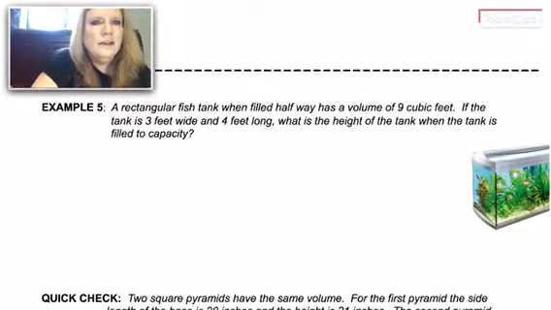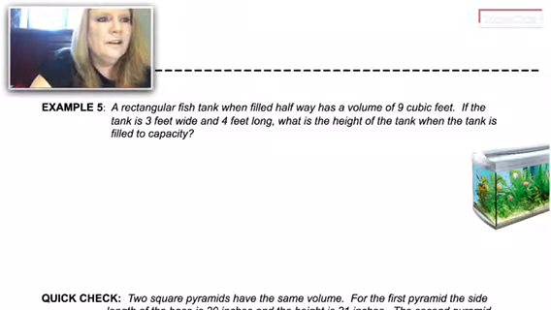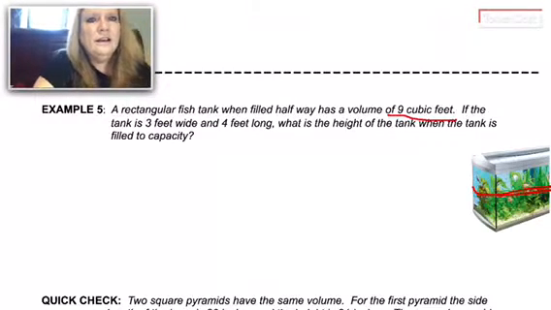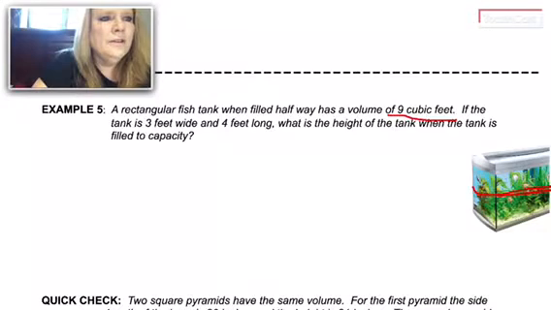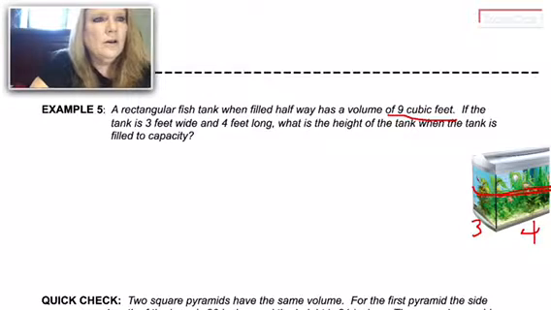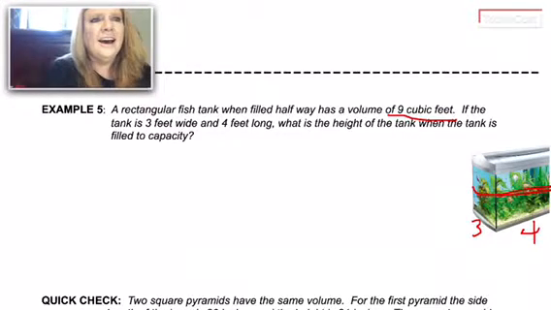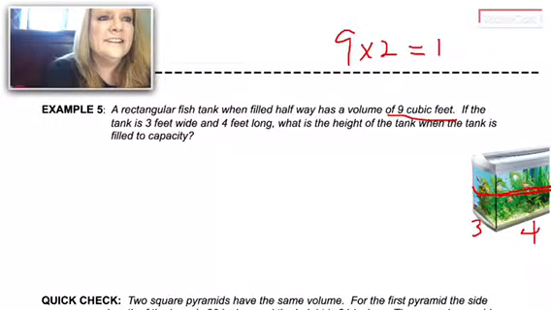Okay. A rectangular fish tank, when filled halfway, has a volume of 9 cubic feet. We can't see the whole thing, but I think that's okay. If this was cut in half, the volume would be 9 cubic feet. If the tank is 3 feet wide and 4 feet long, what is the height of the tank if it's filled to capacity? Well, if at half capacity it's 9, it would mean at whole capacity it'd be 9 times 2, or 18.